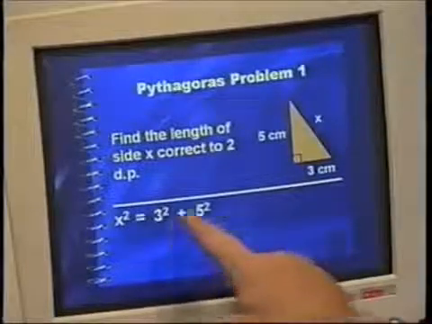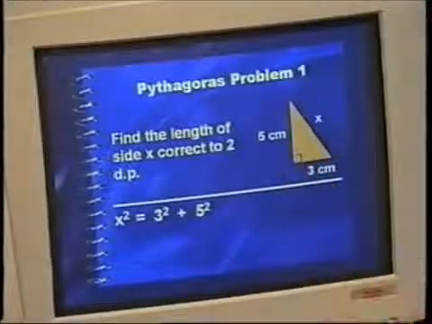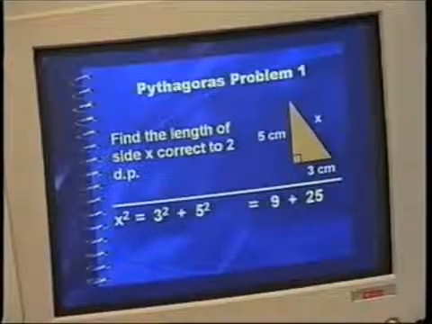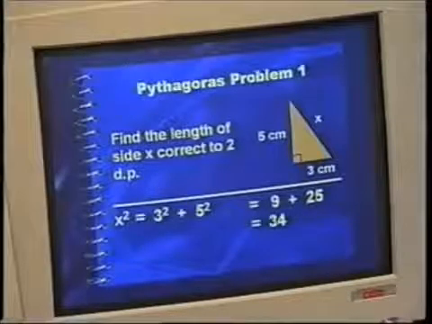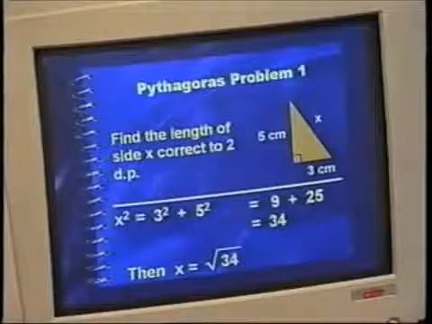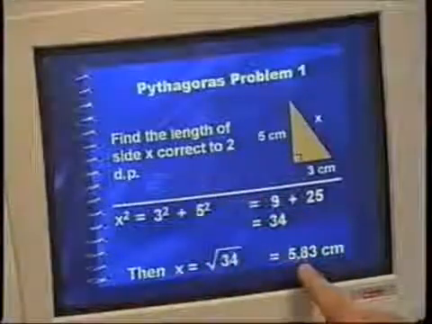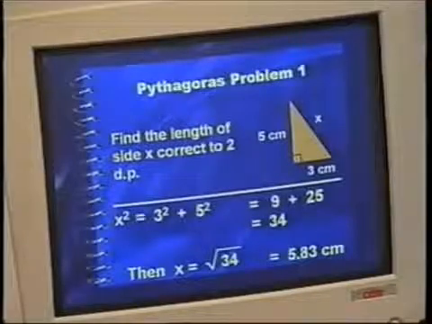We have that the square on x is equal to 3 squared plus 5 squared. Work that out to be 9 plus 25 or 34. Then you have to take the square root of 34, and you use your calculator, and then you round it to 2 decimal places, 5.83.